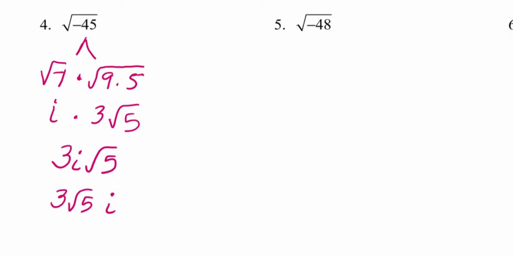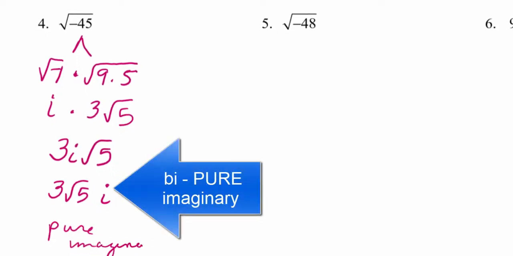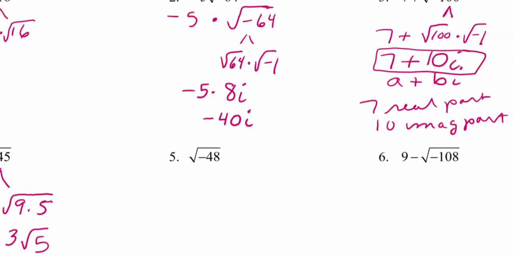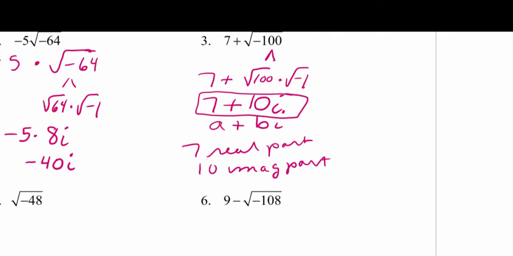And by the way, these complex numbers that are single terms like this with the i, those are called pure imaginary numbers. That means that the real part is 0. Okay? As opposed to our last problem, remember it had the real part of 7? That's not a pure imaginary.